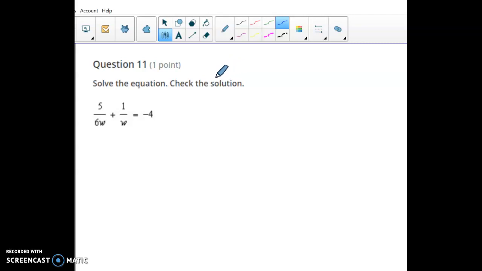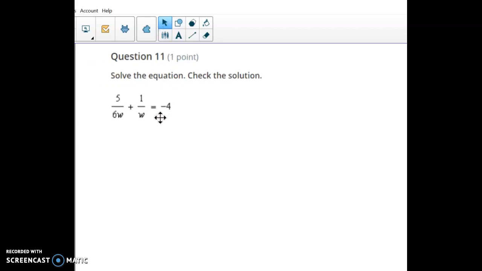Chapter 8 POL question number 11. And the trick on this is we want to get rid of the fractions. So we don't really got to worry about the -4 because it's not really a fraction. We could write it over 1 if we want, but it's a little bit easier if we just get these two to have common denominators.